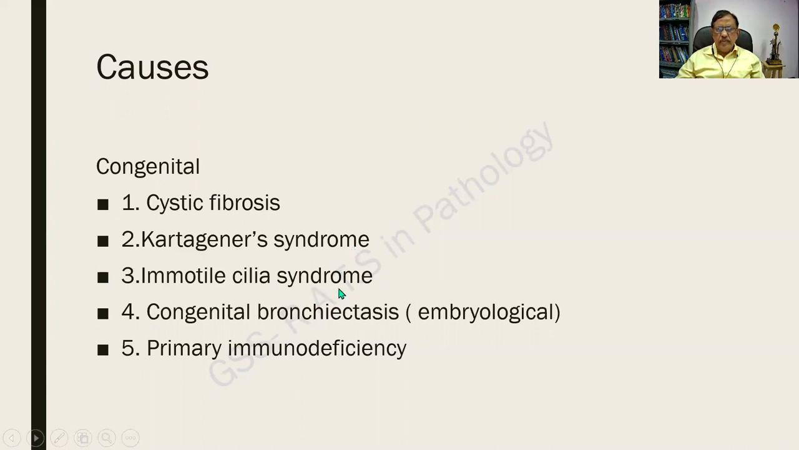Immotile cilia syndrome can be an MCQ. Apart from these, there can be congenital bronchiectasis, which can be an embryological defect, or a primary immunodeficiency, in which the patient is repeatedly prone to infections leading to bronchiectasis. These are all the congenital causes.